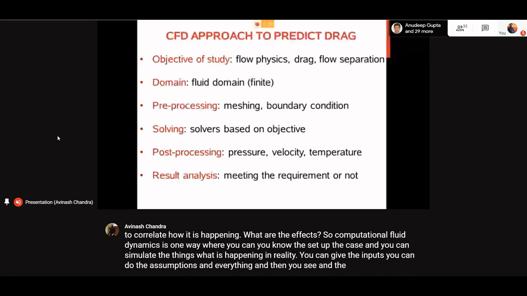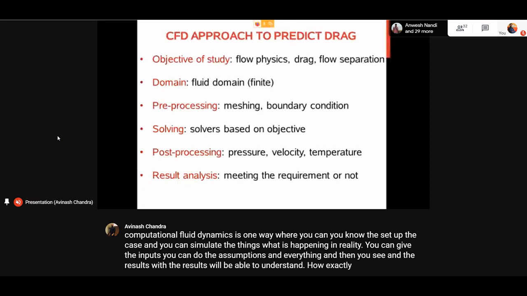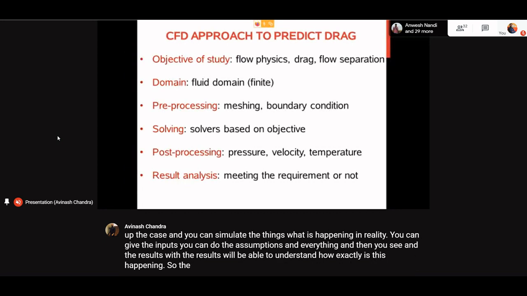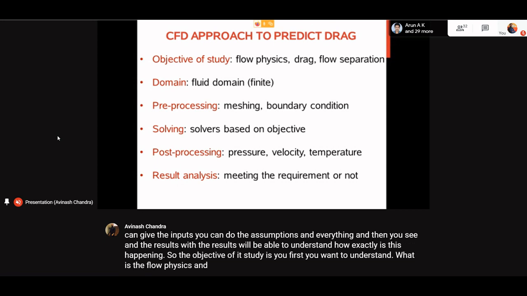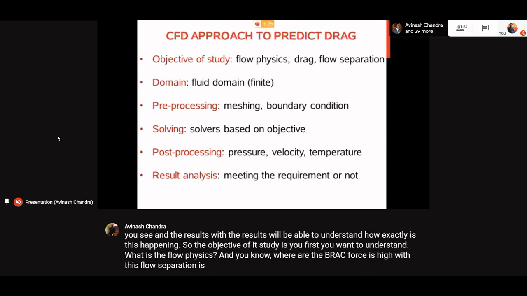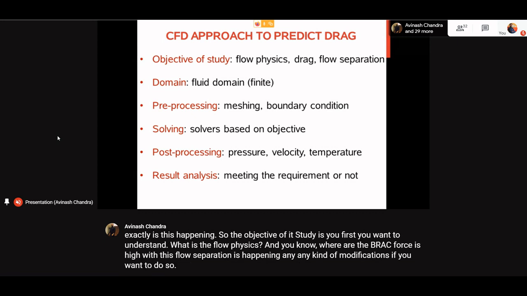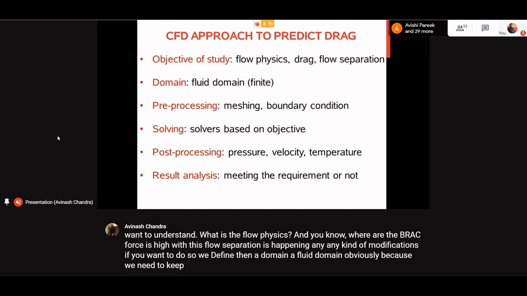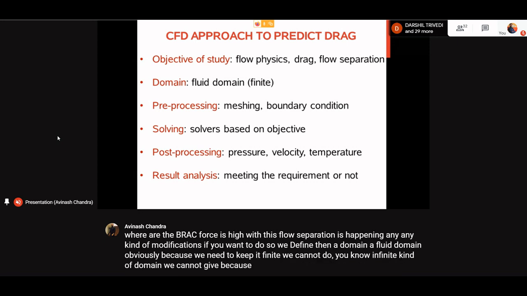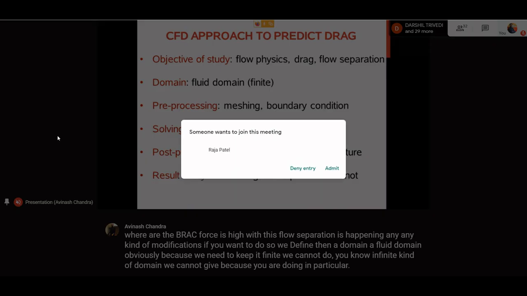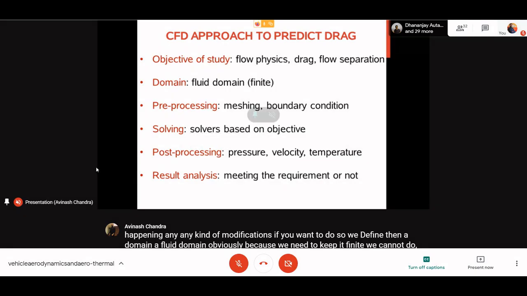So computational fluid dynamics is one way where you can set up the case and simulate what is happening in reality. You can give the inputs, you can make the assumptions and everything, and then with the results you'll be able to understand how exactly it is happening. So the objective of a study is that you want to understand the flow physics, where the drag forces are high, where the flow separation is happening, and any kind of modifications if you want to do.